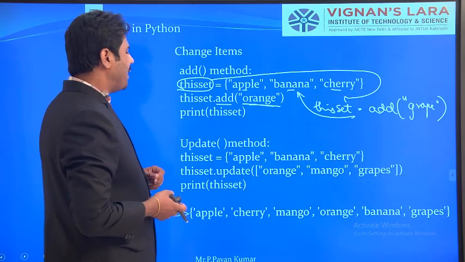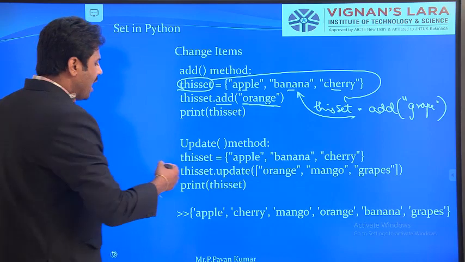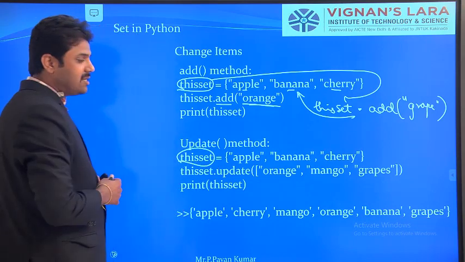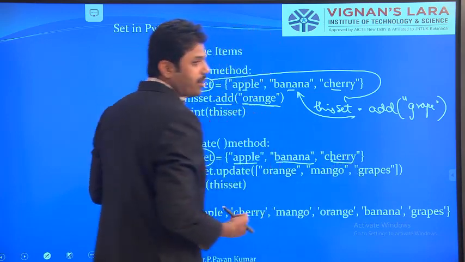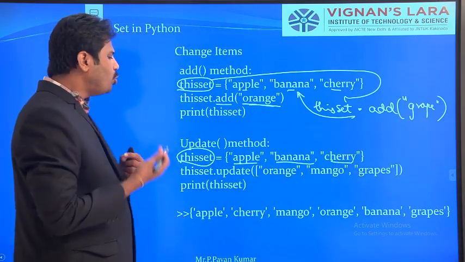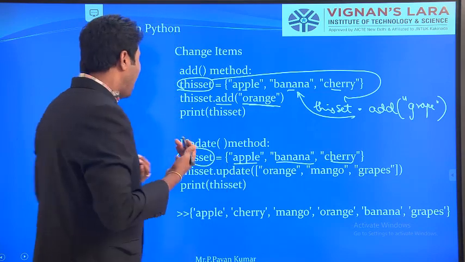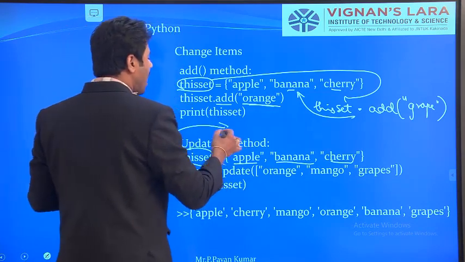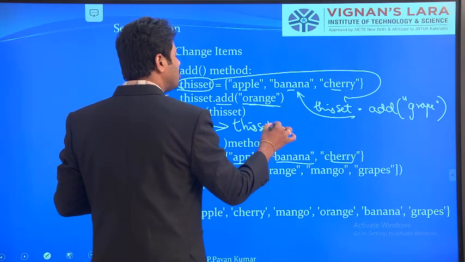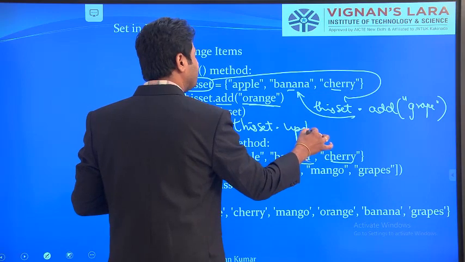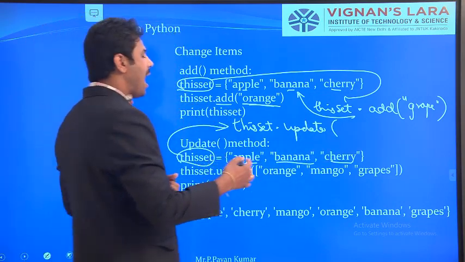Next, update. What is update? Let us see here. Here I have a set which contains items apple, banana and cherry. Next, I want to update that set. How you can write this: set dot update. This set dot update, I just use.